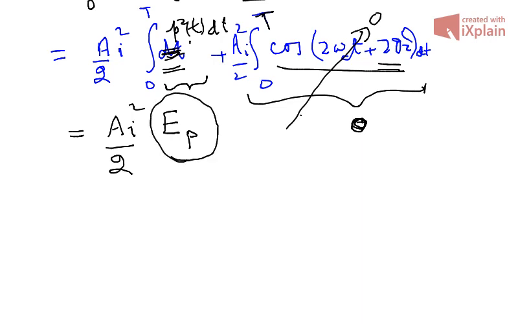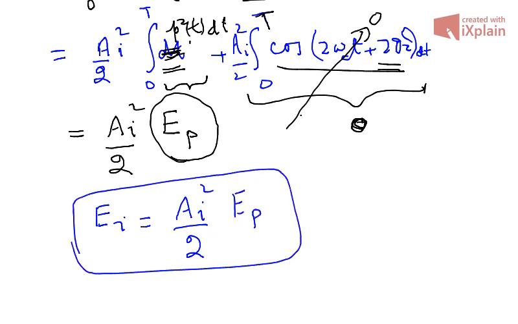So to be more general, the expression for the energy of our signal is this one. This is the energy of the ith signal. So any of the M-ary signals, any of the M signals, will have this energy.